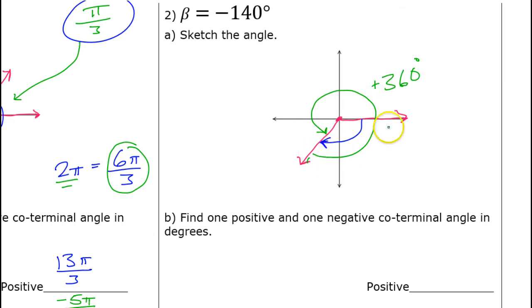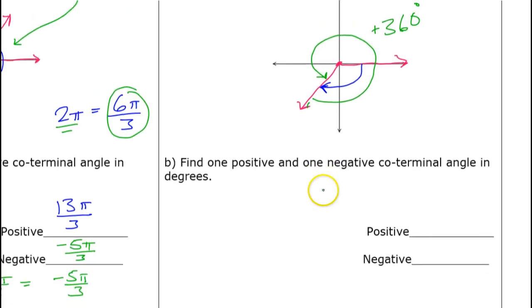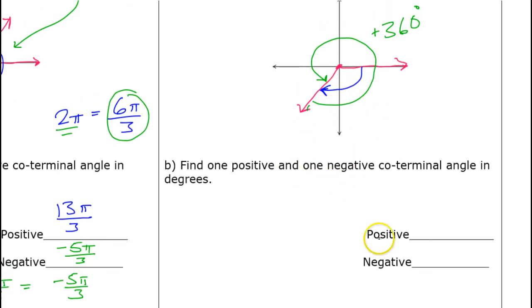So every time you go 360 degrees, you're back to where you started, so that is going to be a coterminal angle because you're going to be landing right where you were. If you go counterclockwise, that's positive 360 degrees. If you go the other way, clockwise, it would be negative 360 degrees. So the takeaway is, if you want coterminal angles and you're dealing with degrees, just either add or subtract 360.